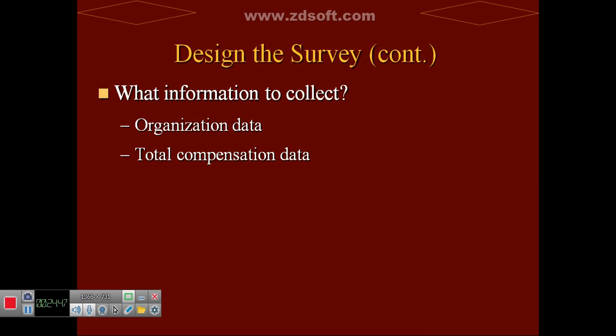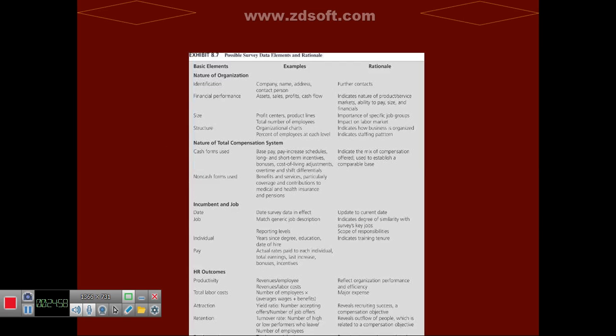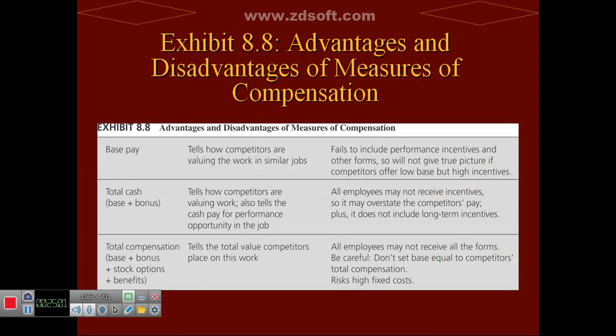Then, once the company understands who should be involved in designing the survey, who should be interviewed, and what information to be collected, they weigh the advantages and disadvantages of measures of compensation. Exhibit 8.8 reveals the advantages and disadvantages of measures of compensation. For example, base pay. Measure means what you are going to measure. What are you going to learn or find about the compensation? The first thing is base pay.